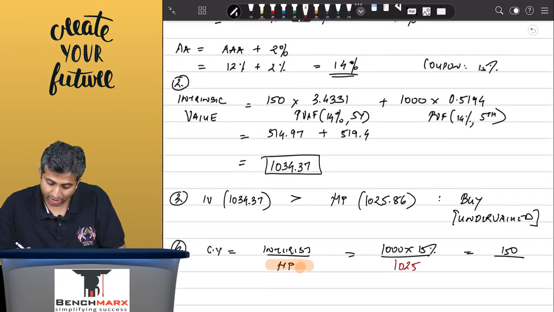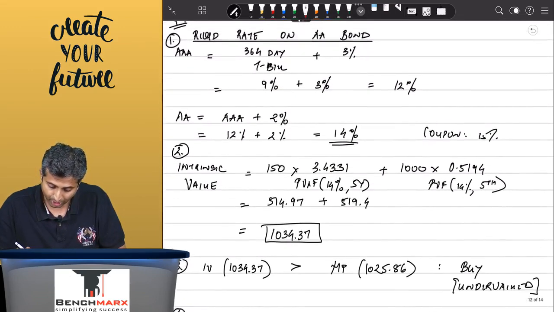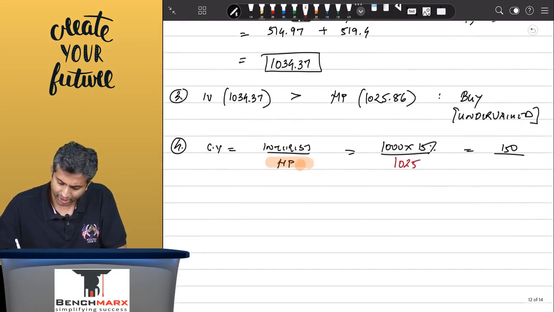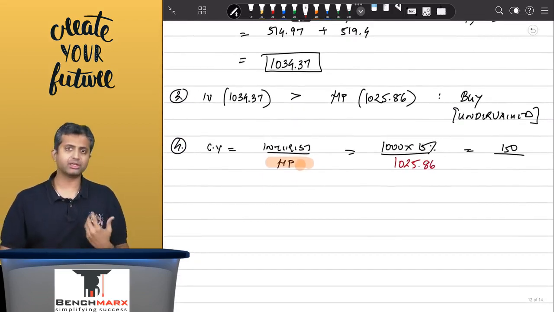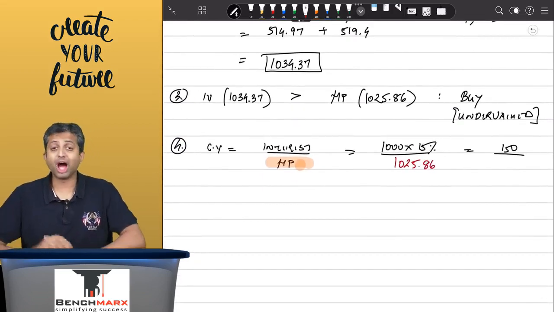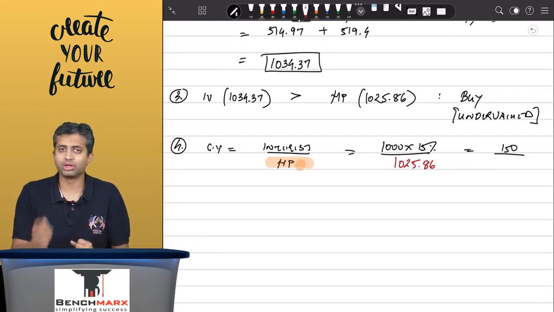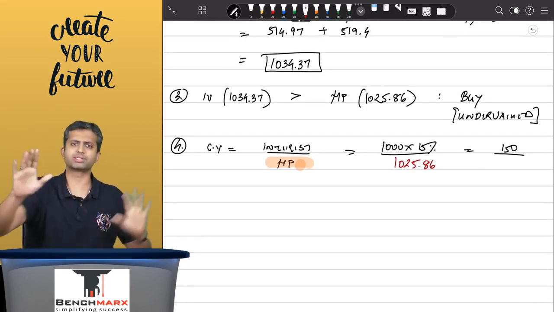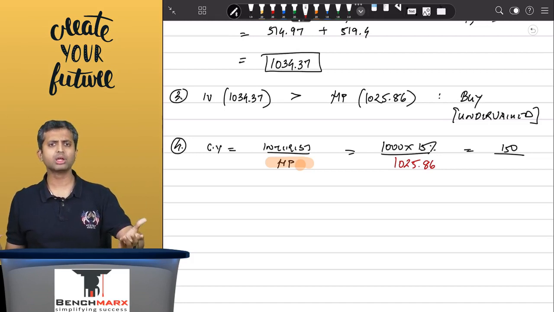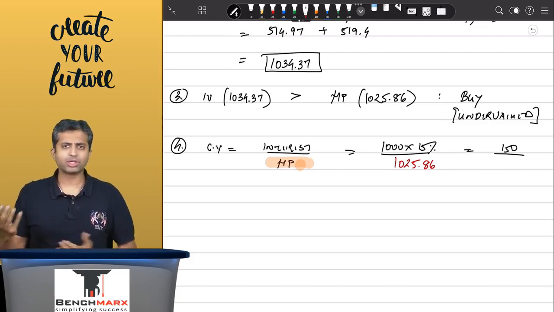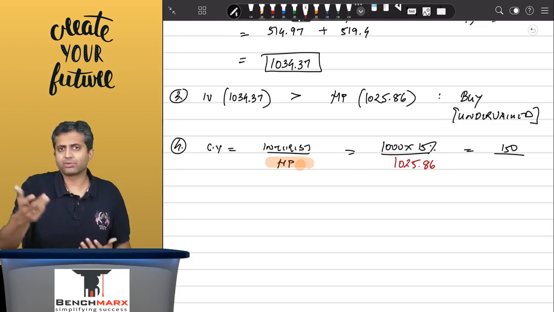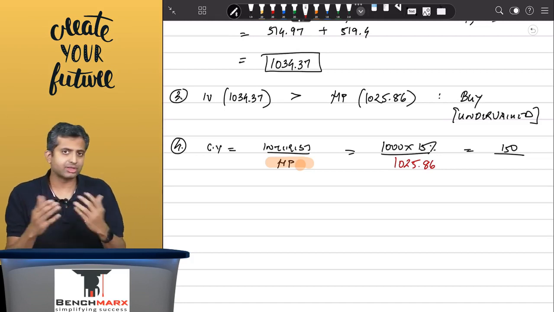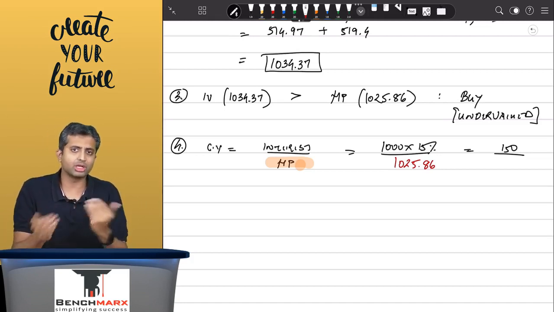In today's terms, we are investing around 1025.86. Let the intrinsic value be 1034. Are you investing 1034? No. That is the maximum amount you would have invested in order to get a 14% return, but the market price is 1025, so you will write a check for 1025, and yield, that is a measure of return, is based on the return on investment.